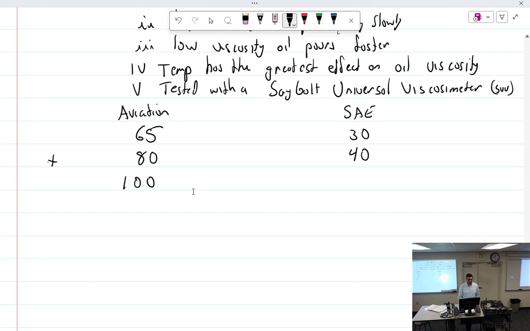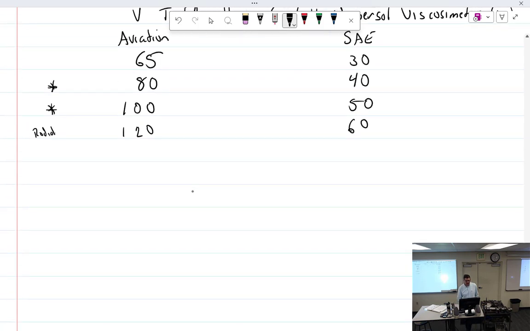100. So 80 and 100 are the two most common grades of oil that we're going to be dealing with. Rare to go on either side of that. I said I've never seen 65. Guess what SAE that is? 50. It's just one half except for the 60. We do have aviation grade 120, which would not be that rare. That would be radials. Radial engines use 120. That would be SAE 60. And I've never seen 140, but apparently it's there, which would be SAE 70.